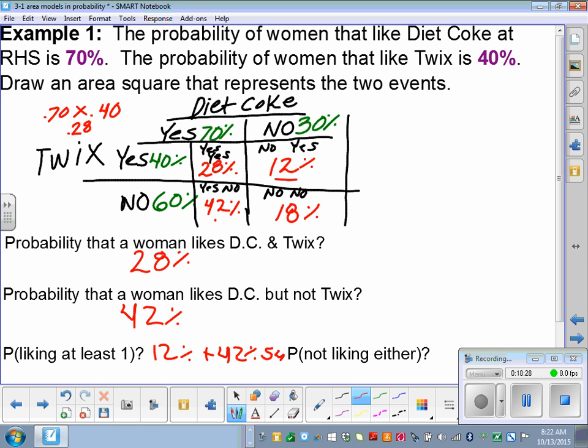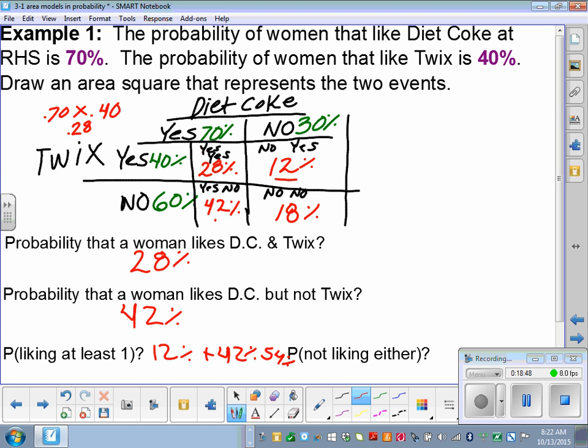Good. 54%. Okay, so at least 54% of the RHS school, at least one. Oh wait, but then if you think about it, so liking at least one, would we need to add the yes with the yes? Isn't that at least liking one? Yeah? So we also need to add 28%.